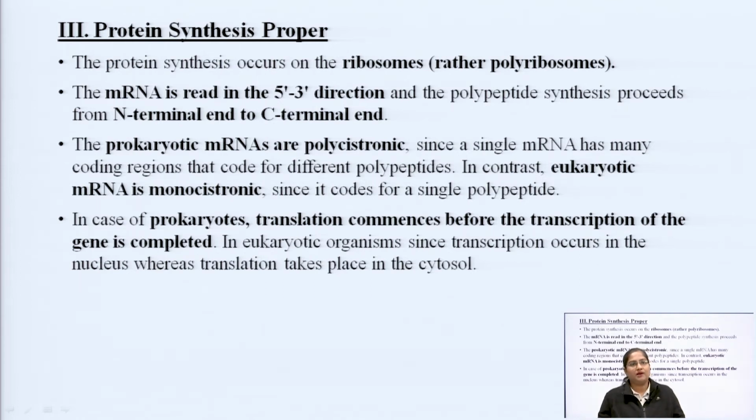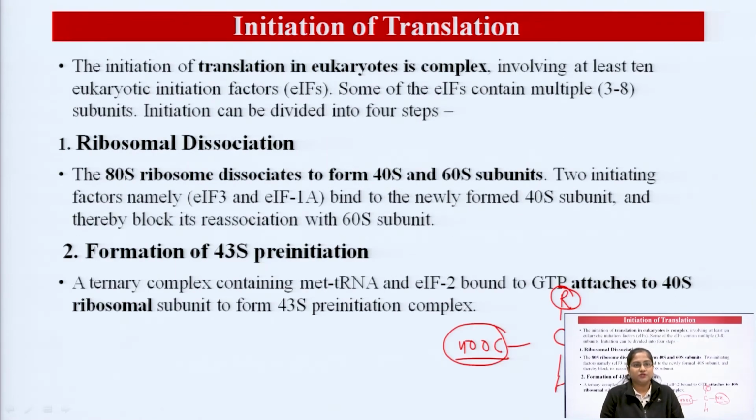Whereas in prokaryotes, there is no separate nucleus inside the cell. So translation starts whereas transcription is still going on. In eukaryotes, this is not happening. So this is the initiation process. The initiation process of translation in eukaryotes is a little bit complex.